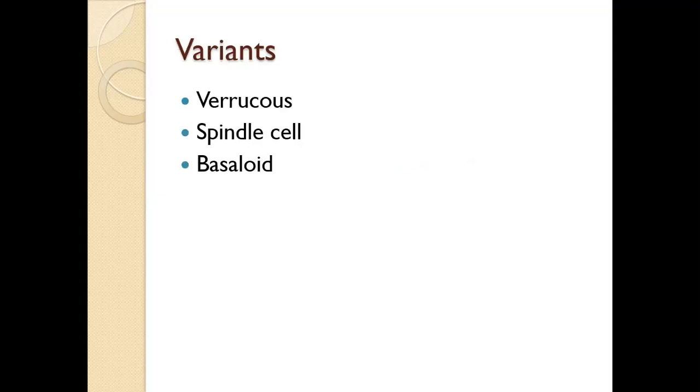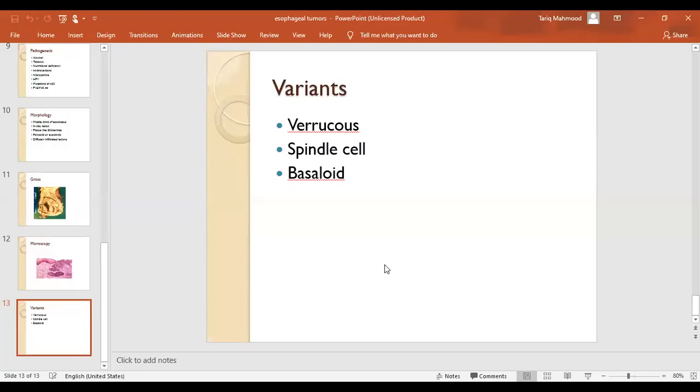These squamous cell carcinomas may show some variations in their cellular composition. It may sometimes be verrucous carcinoma or sometimes spindle-shaped cells, that is the spindle cell variant, and basaloid cells, basal cell carcinoma. So that is about the tumors of the esophagus. The most common tumors are adenocarcinoma and squamous cell carcinoma. So that is the tumors of the esophagus.